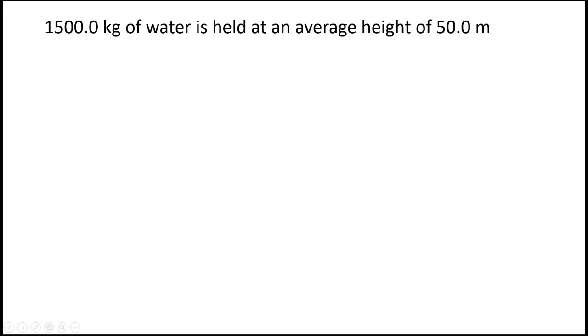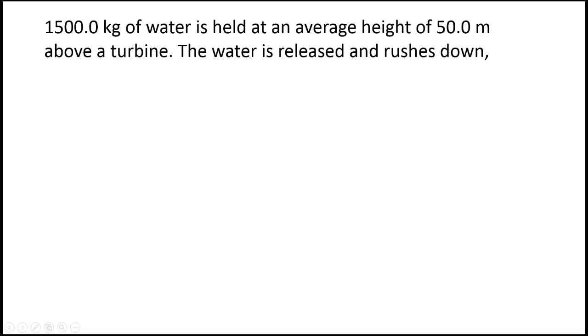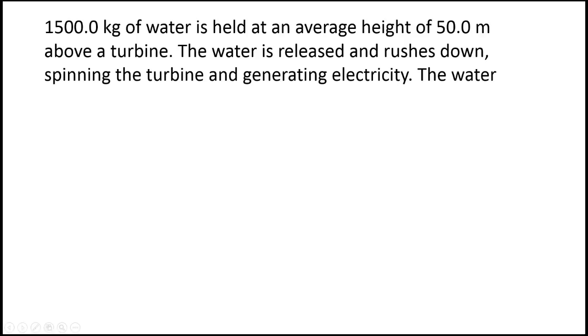Let's take a look at a couple examples. 1,500 kilograms of water is held at an average height of 50 meters above a turbine. The water is released and rushes down, spinning the turbine and generating electricity. The water develops 1.0 kilowatts of power. This is a little bit puzzling.